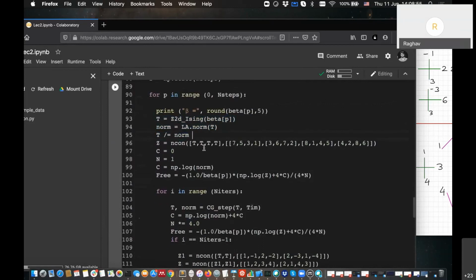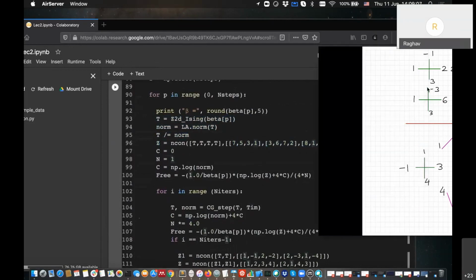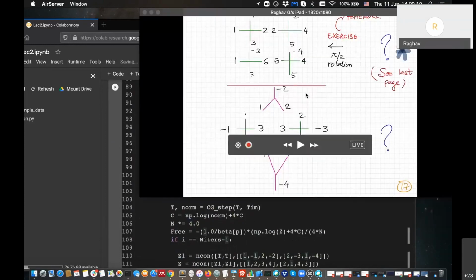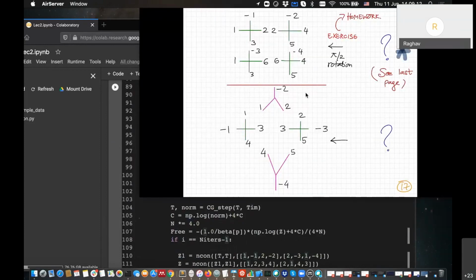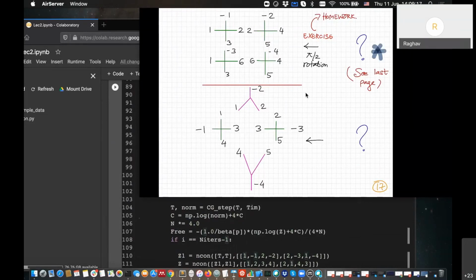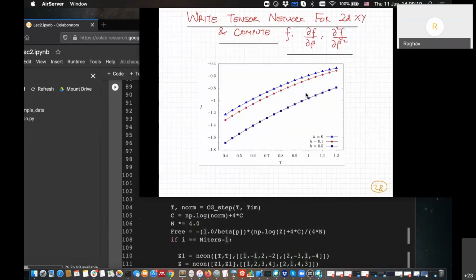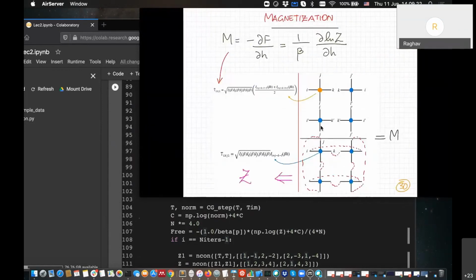And then we compute Z. Now Z is a number. Z is a partition function, it's a number. So if it is a number, you see that there is no negative sign here. All the indices are contracted. And how do we construct Z? We construct Z like this. You see this part here. Don't look at this part. This is for some other model, but the contraction pattern is just like this.